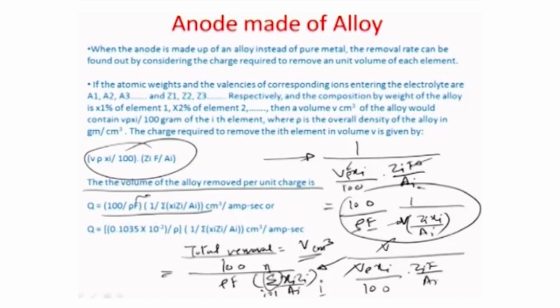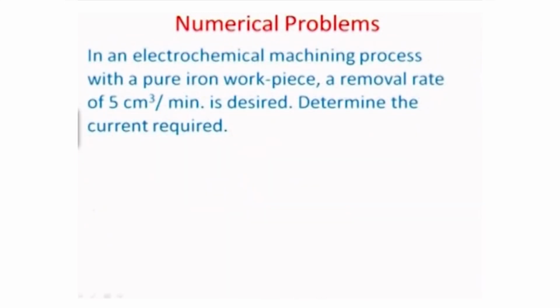There are certain connotations you can use here. For example, if you put the value of F here as 96,500, the 100 by F term comes out to be about 0.1035 times 10 to the power minus 2, and then this whole 1 by sigma xi Zi by Ai is the total volume of the alloy removed per unit charge. Volume unit is centimeter cube and charge is ampere second, and that is very critical for the whole electrochemical operation of an alloy. So, let us look at a practical alloying system and see how to calculate the rho average of the alloy and the overall volume of the alloy removed per unit charge.